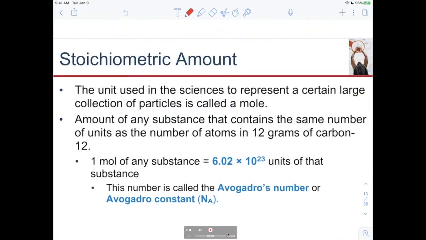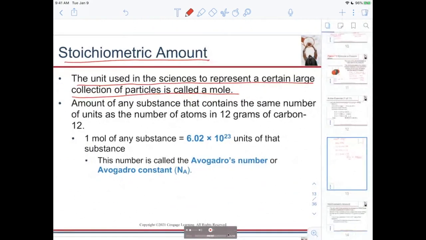Okay, we're now moving on to stoichiometric amounts. Remember, all the math we're doing in this chapter is relationships, mathematical relationships that exist within the chemical formula. We're now looking at stoichiometric amount. The stoichiometric amount that we're referring to here is the part to whole relationship. Okay, for us to get to that, we're going to be defining a unit. The unit used in science to represent a certain large collection of particles is called a mole. Now, this unit, the mole, represents a large number of items.